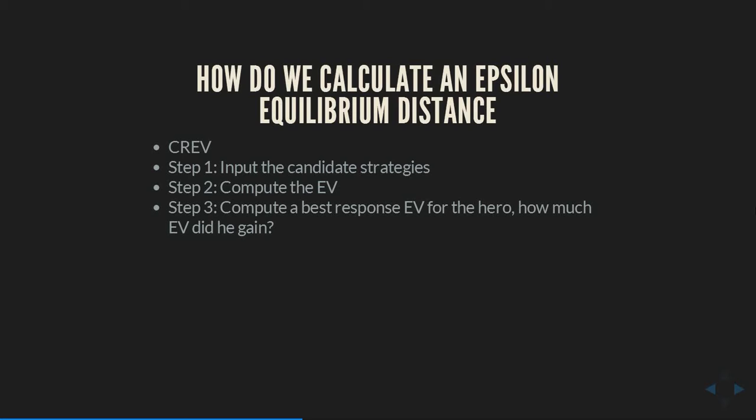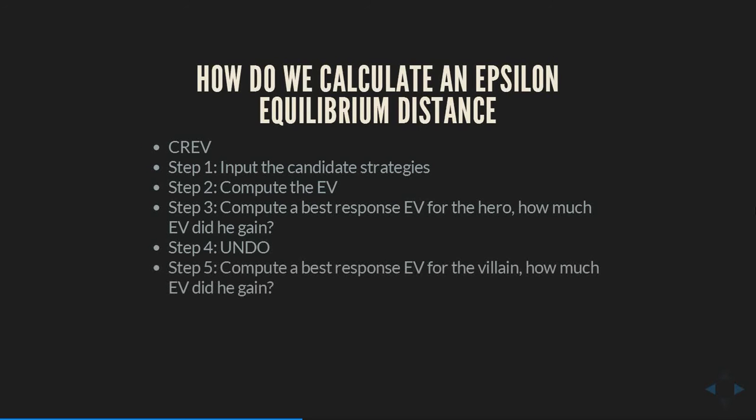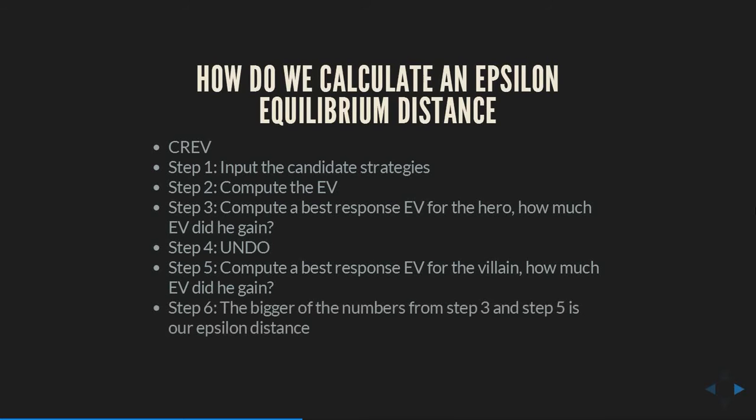If you Wikipedia the definition of Nash equilibrium, you'll know that if you're at a true equilibrium, that number would be zero. If you're at an approximate equilibrium, he'll probably gain something, hopefully a small amount if your strategy is good. Step four is key. In CREV, you need to undo that best response calculation and go back to your starting point. Then step five is we compute a best response EV for the villain, and we see how much EV the villain gains when he best responds. The bigger of the numbers from step three and step five is our epsilon distance.